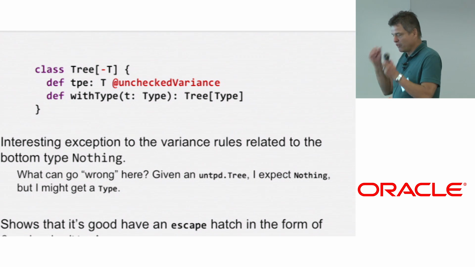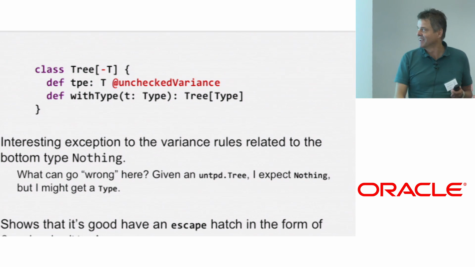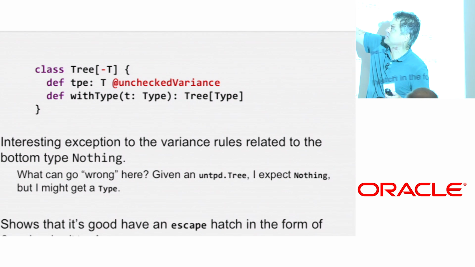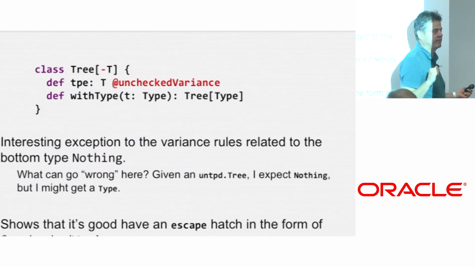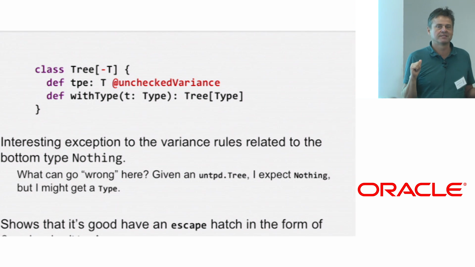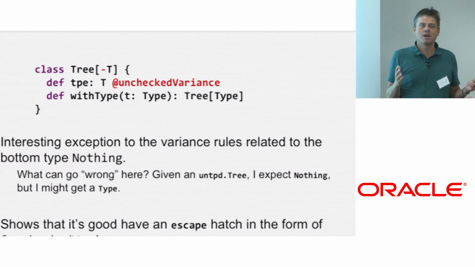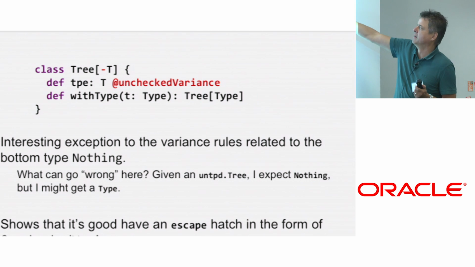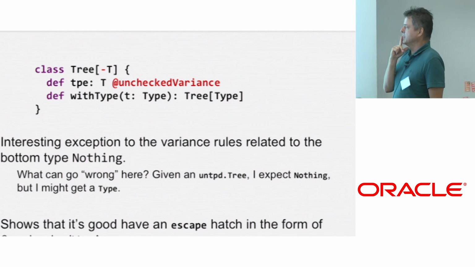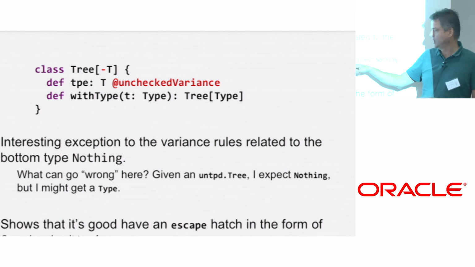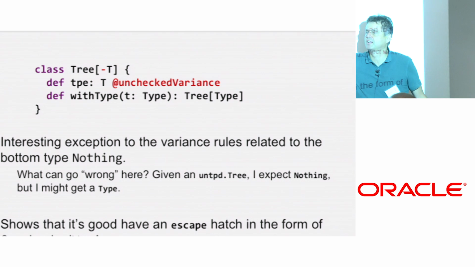So I first resolve it just with a big hammer. I put unchecked variance here and say, okay, I'm done. I say, well, it's contravariant because that's the more useful relationship, and I put unchecked variance here. If I put unchecked variance here, of course, it means I'm unsound, right? So I just say I'm smarter than the type checker is. So how am I smarter? What could go wrong if I write this? So what can go wrong here is that given an untyped tree, I take its type, and I think I will get a nothing, but in fact it gives me a type.